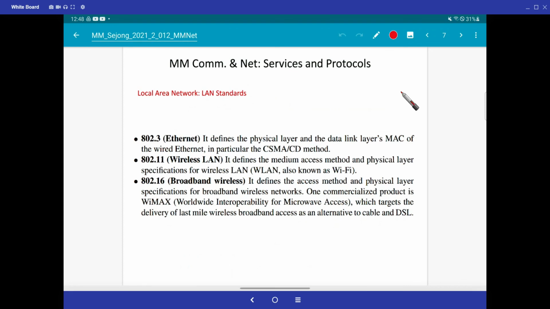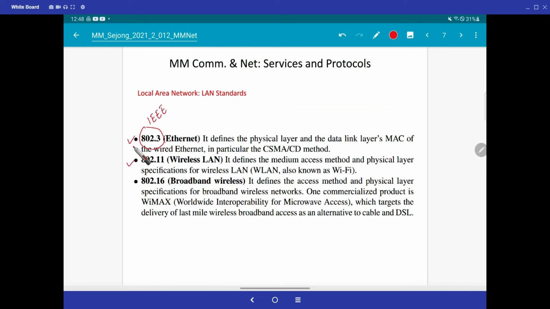Now let's talk about something called local area networks. You know what local area networks are, I don't need to explain that. I'm just going directly to the LAN standards. There are different kinds of standards. One is the Ethernet standard, and that is widely used. This is 802.3, and then we have wireless LAN, that is 802.11. 802.3, what is this? This is basically something called an IEEE standard.